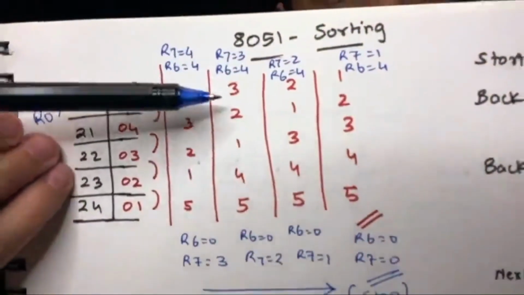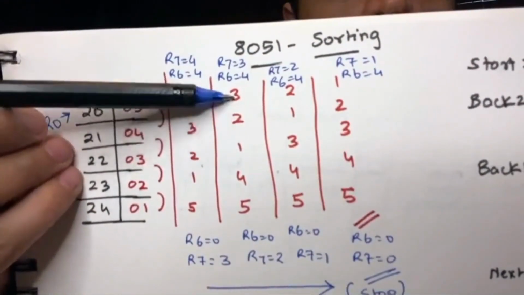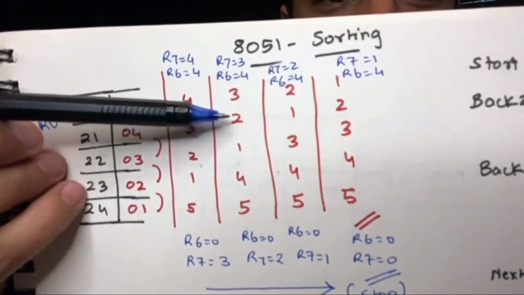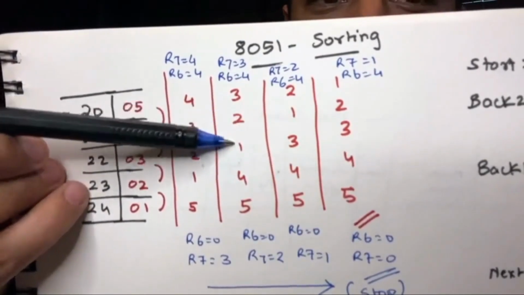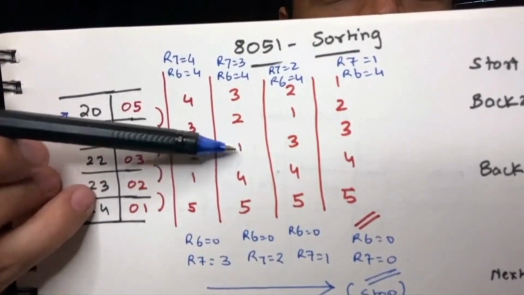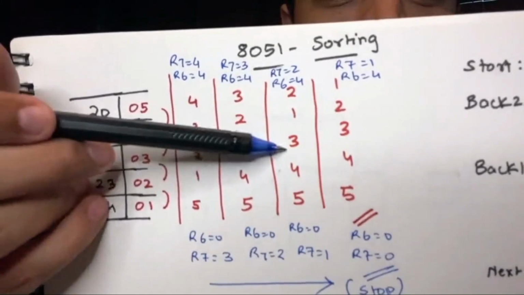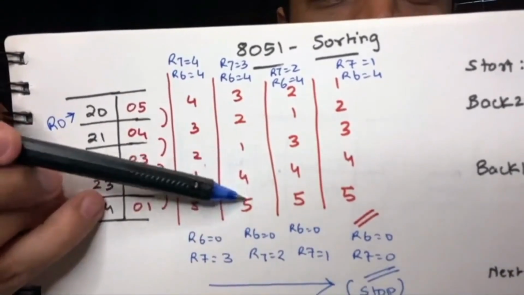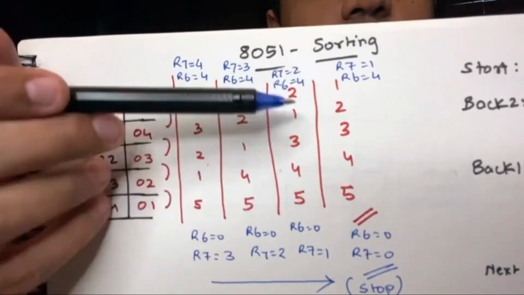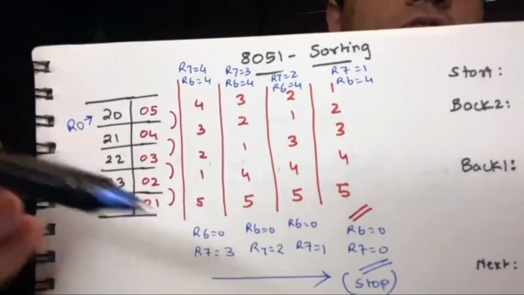Now, you will compare. Come on, tell me by yourself. 3 and 2, are they in the correct order? No. Interchange them. You'll get 2. This will become 3. 3 and 1, are they in the correct order? No. Interchange them. 1. This will become 3. 3 and 4, are they in the correct order? Yes. So this will remain 3. 4 and 5, are they in the correct order? Yes. This will remain 4. This will remain 5. Almost sorted. Your series is almost sorted.